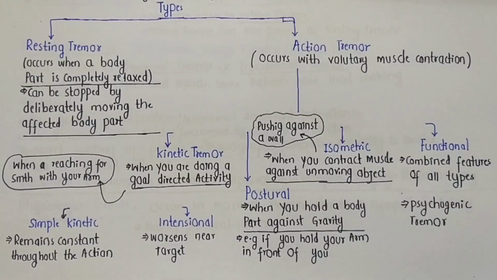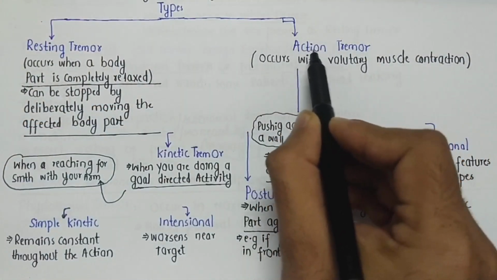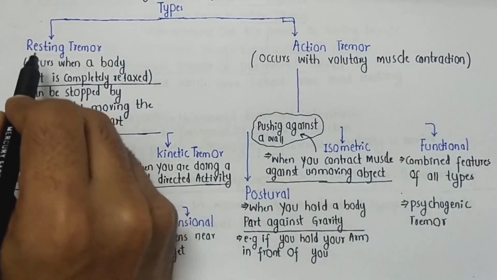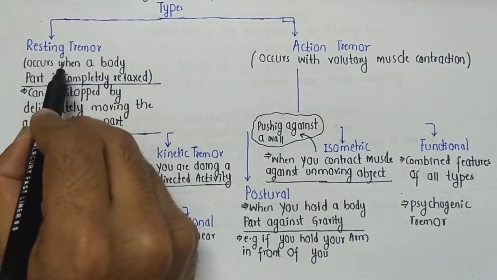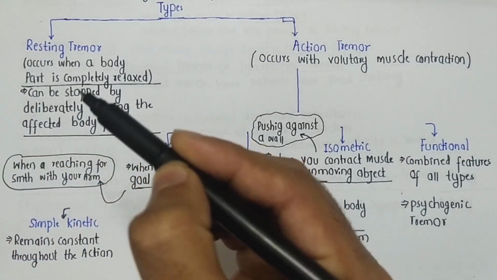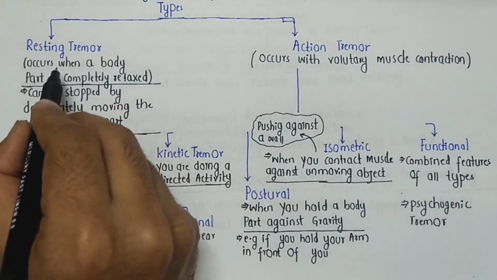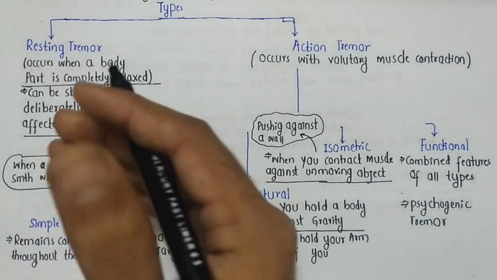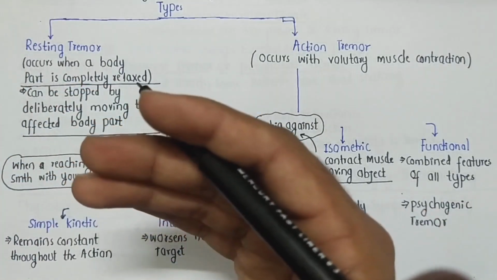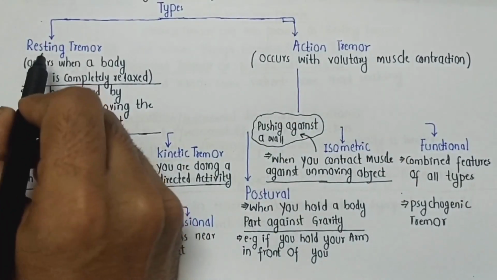Moving on to the types of tremors, there are two major types: resting tremors and action tremors. Resting tremors occur when a body part is completely relaxed, or we can simply say resting tremors are those that occur at rest. It means that when a body part is completely supported against gravity, these tremors tend to occur.